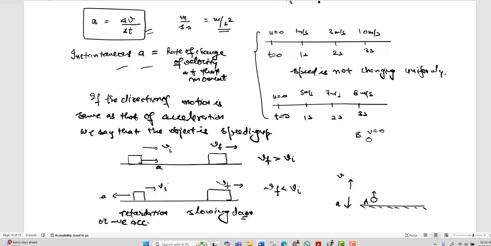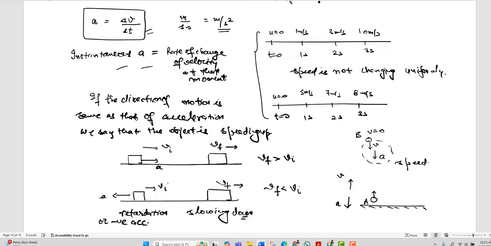After that, it will again start falling back, coming to point A again. So in this direction, the velocity is in the same direction as that of the acceleration. Acceleration is in this direction, the velocity will be in this direction, so they have the same direction now. So now it will speed up.